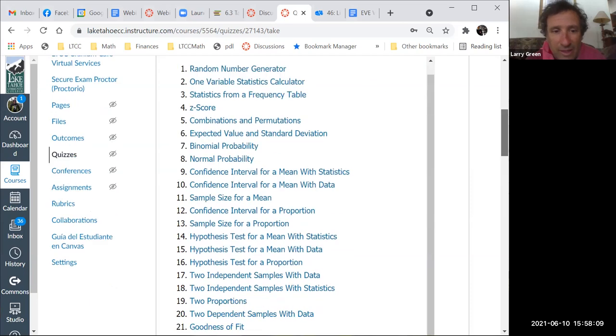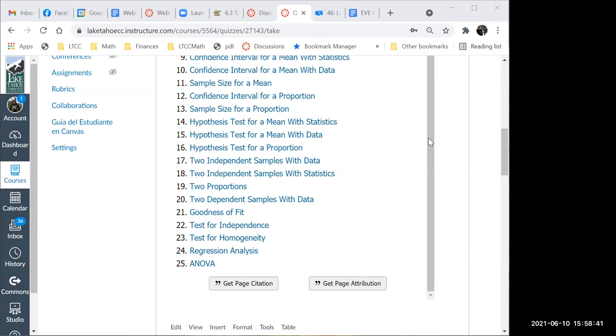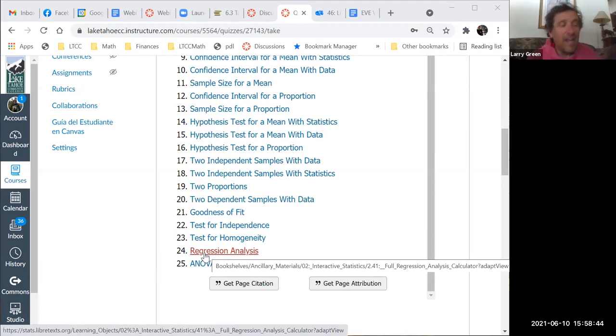calculator. And which calculator to use? Hopefully this is obvious. It's 24, regression analysis. That's the only calculator we have this week, and it's called regression analysis.